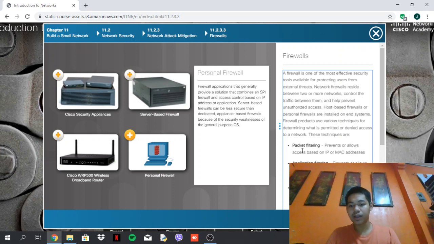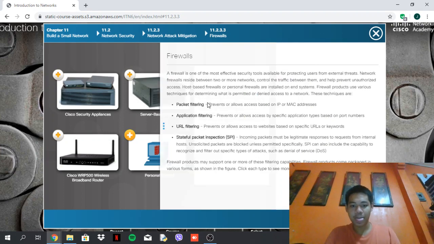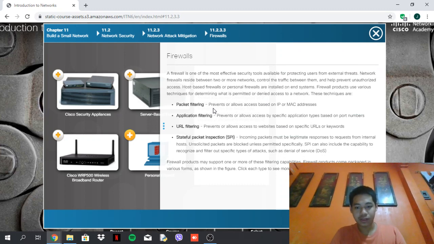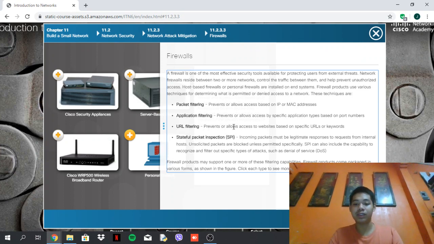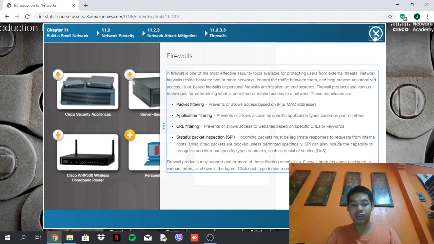So packet filtering prevents or allows access based on IP or MAC address. The application filtering prevents or allows access by specific application types. And the URL filtering prevents or allows access to websites based on specific URLs and keywords.